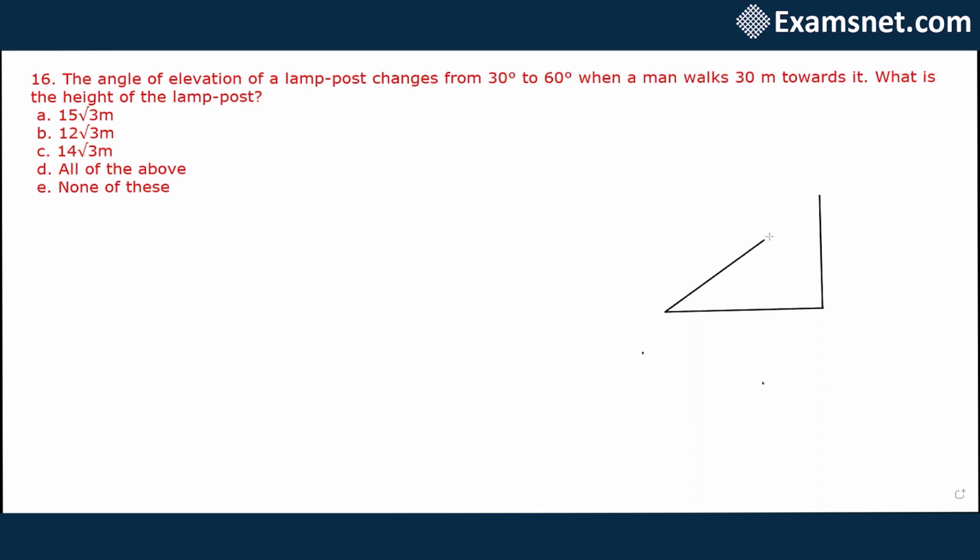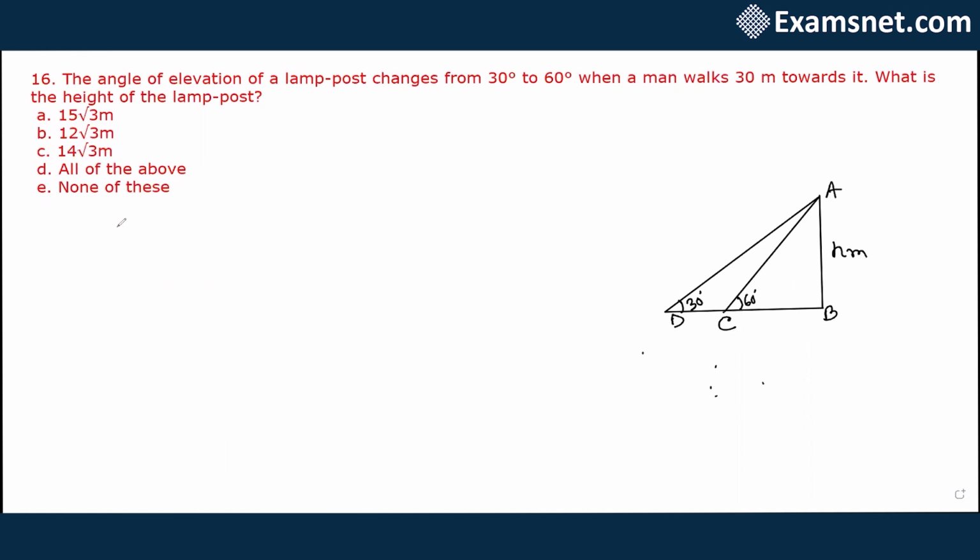Okay, so from this point, from the man, the angle of elevation to the top of the lamppost is 30 degree. Now, what happened? The man started walking towards the lamppost, and he walks 30 meter towards it. Let's say in this position, the angle of elevation from the man to the top of the lamppost is 60 degree. So it's 60 degree and here is 30 degree. We can assume the height of the lamppost as h meter.